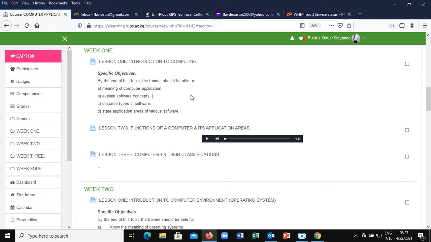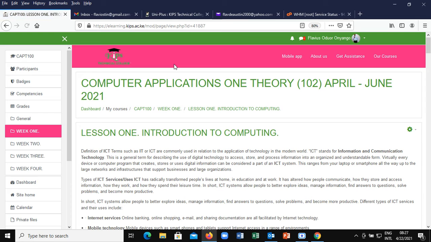So at the end of this topic, that is Introduction to Computing, you as a trainee should be able to know the meaning of computer applications, get to know and explain some of the software concepts. You should be able to describe the various types of software and state the application areas of various software. And so, to our today's lesson, that is the Introduction to Computing.